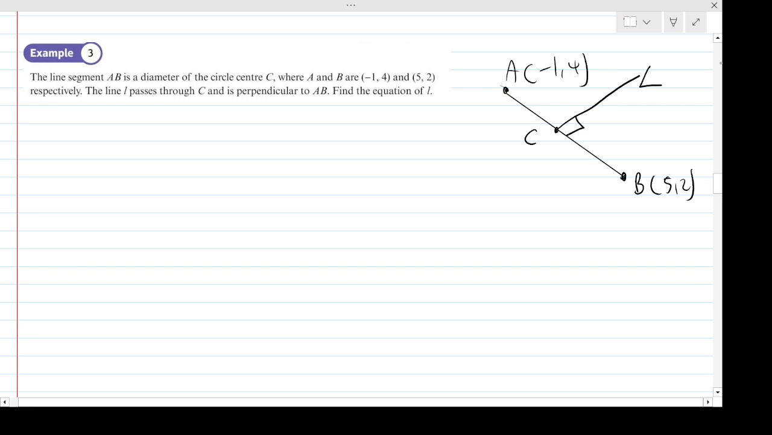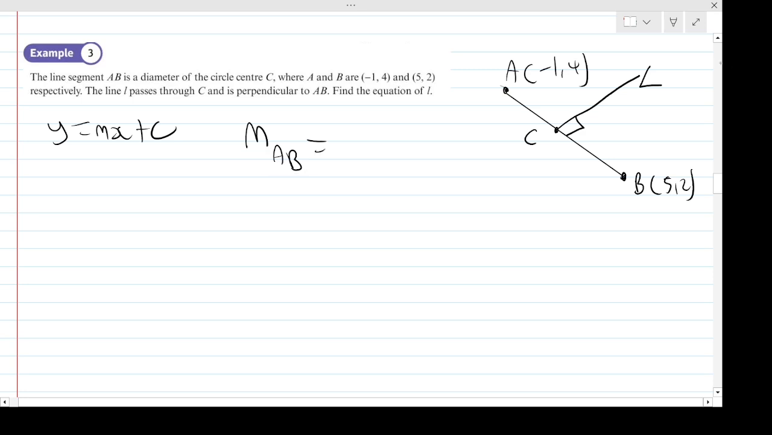Again, firstly, think about the last chapter. An equation of any line is y = mx + c. So now we need to find m and c, the gradient and the y-intercept. Well, what do we know about the line? Firstly, the line L is perpendicular to AB. Well, I can consider then the gradient of AB. I'm going to call it m_AB, meaning m the gradient of the line AB.